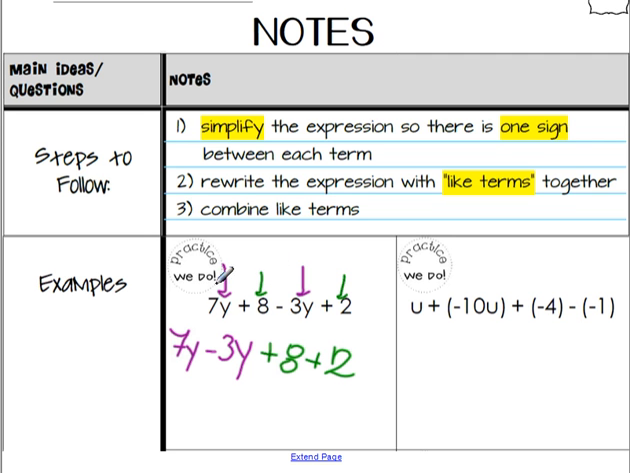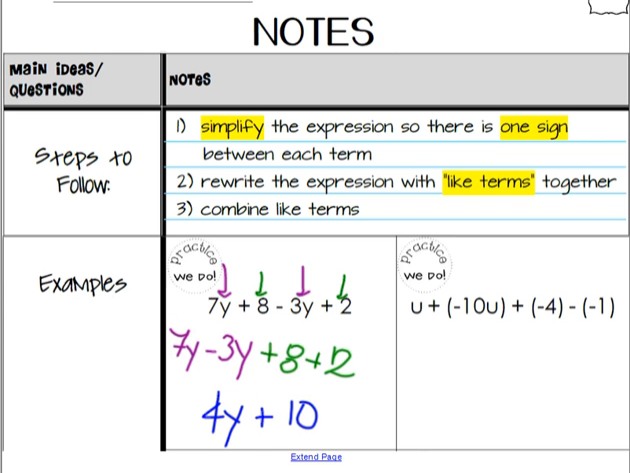You also need to make sure that you keep the sign that's in front of the term. So this 8, there was a plus sign in front of it, so making sure that that comes down when you write it. And here we had this minus 3y, so making sure that that sign in front of that 3y comes down here. So when we simplify this expression, we have 7y minus 3y would be 4y, and a positive 8 plus 2 would give us 10. 4y and positive 10 are not like terms.